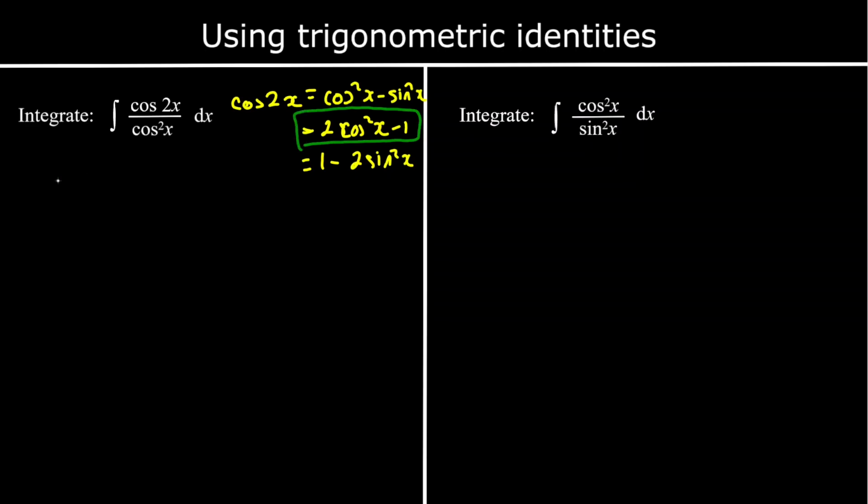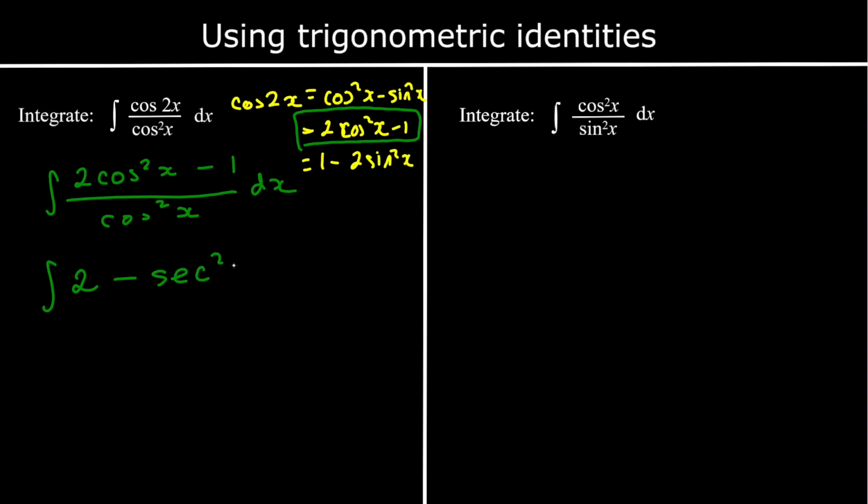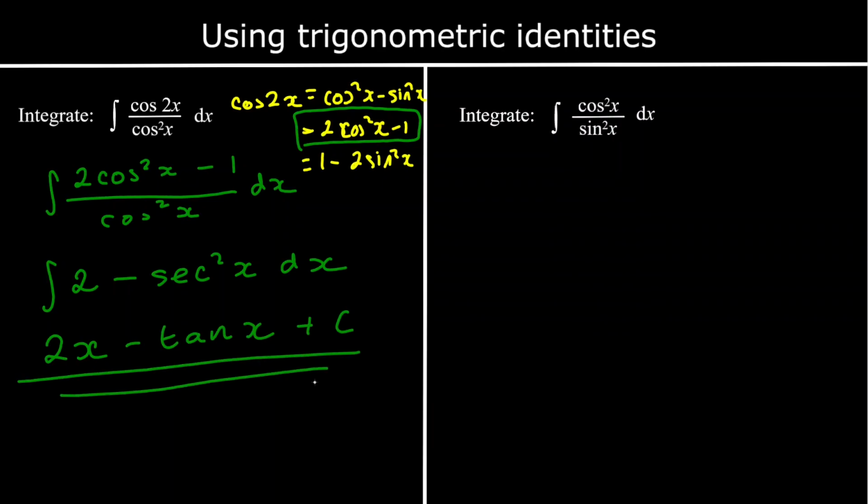So let's have 2 cos squared x minus 1 over cos squared x with respect to x. Divide both terms by cos squared x. So 2 cos squared x over cos squared x is just 2. And then we've got 1 over cos squared x. 1 over cos is sec. 2 integrates to give 2x. Sec squared x integrates to give tan x. And we plus c.